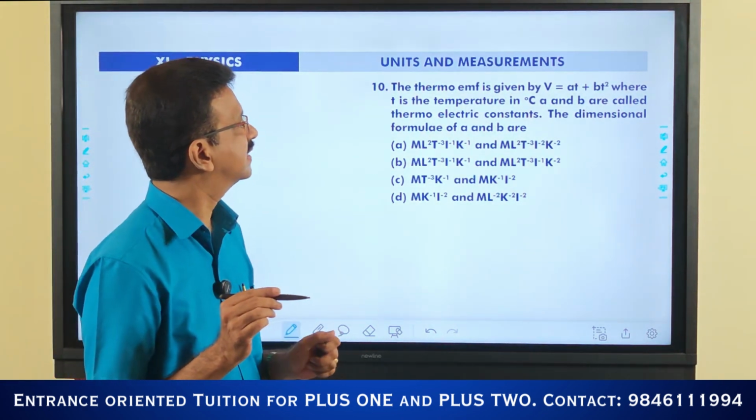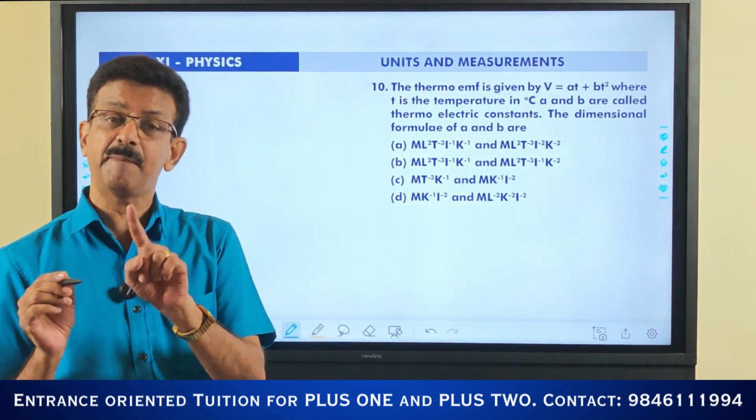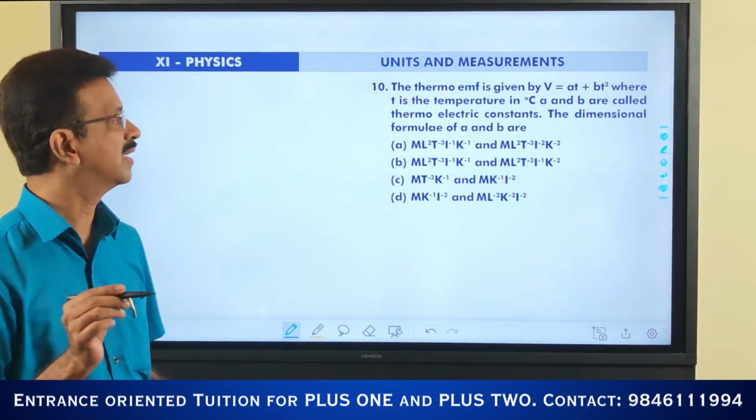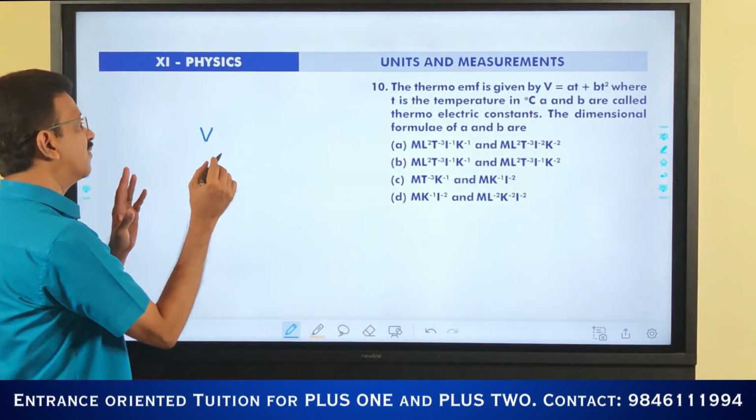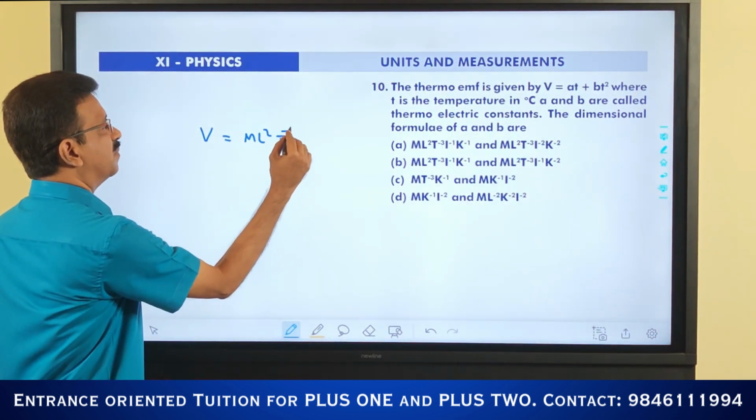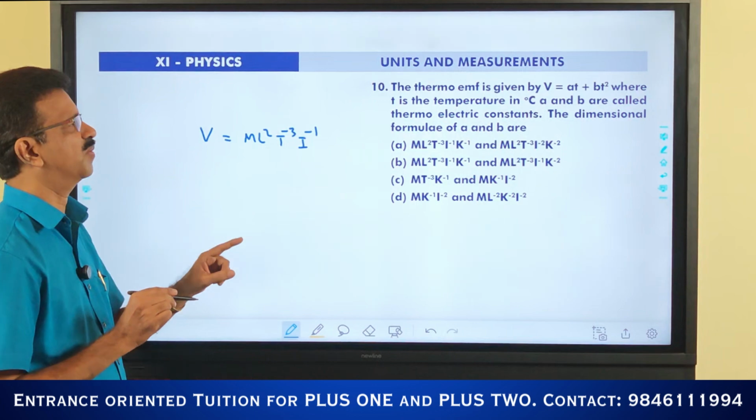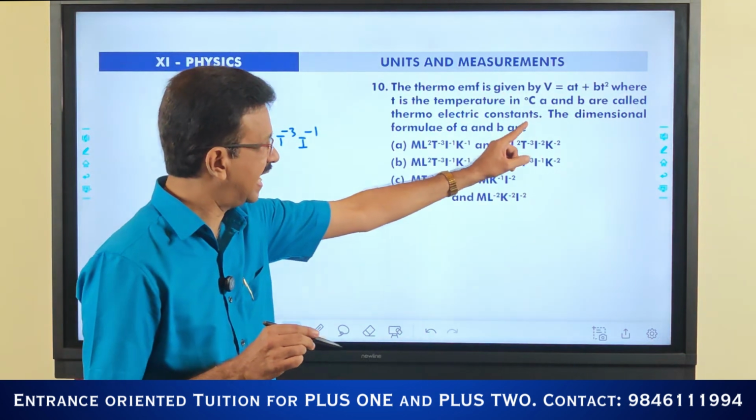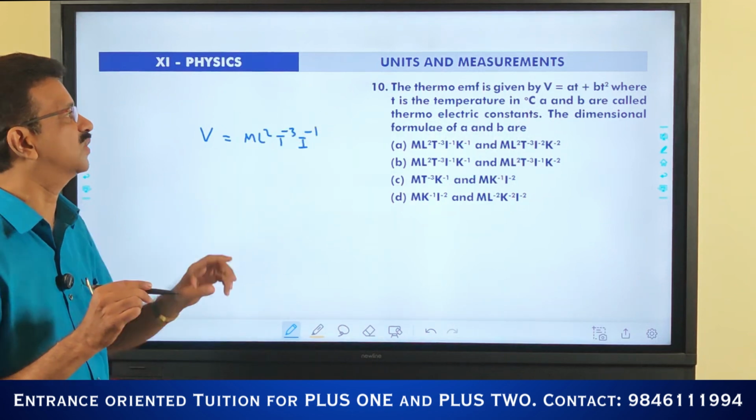Here, the question is, thermo EMF is given by AT plus BT square. A and B are called thermoelectric constants and their dimensional formulae are. Let's take it. For electric potential, we have already mentioned M L square T raised to minus 3 I raised to minus 1. This should be the dimensional formula of AT and BT square. Therefore, for A, the dimensional formula is the dimensions of V divided by dimensions of T.